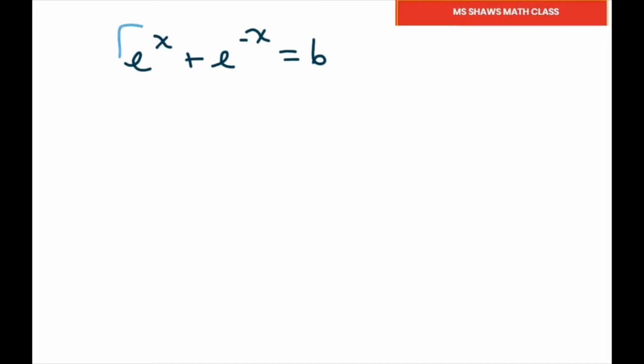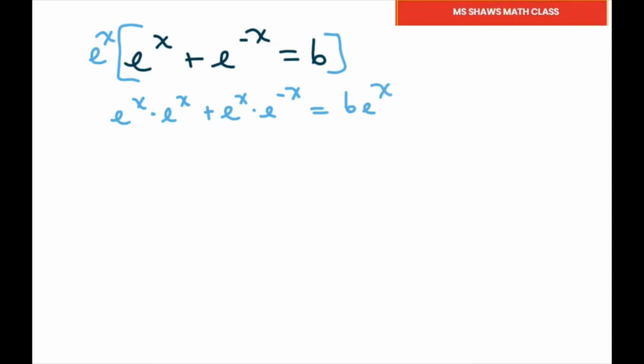We're going to multiply everything through by e to the x. So when you do that, you're going to get e to the x times e to the x plus e to the x times e to the negative x equals 6e to the x. Now, cleaning this up using our properties of exponents, this is going to be e to the x plus x, plus e to the x minus x. And I'm going to go ahead and subtract this 6e to the x equals 0.